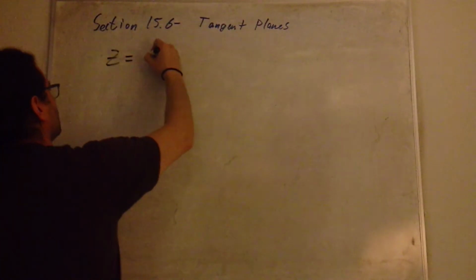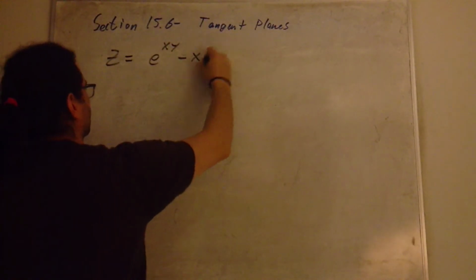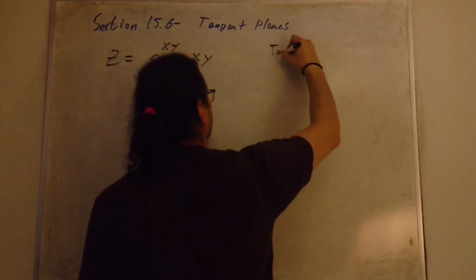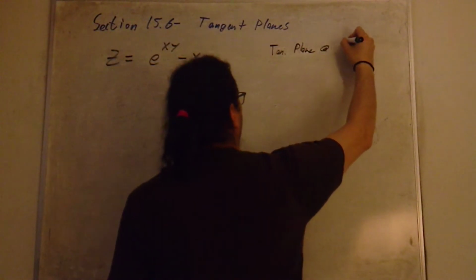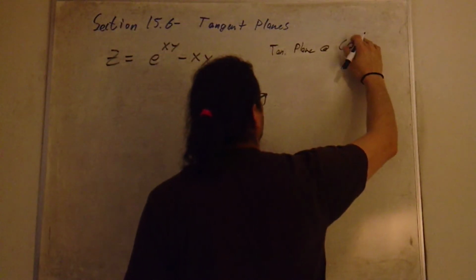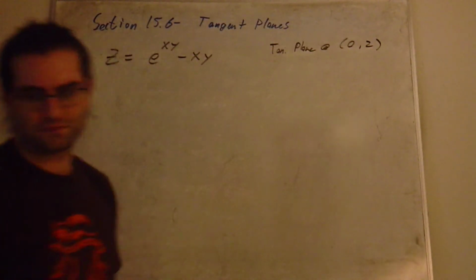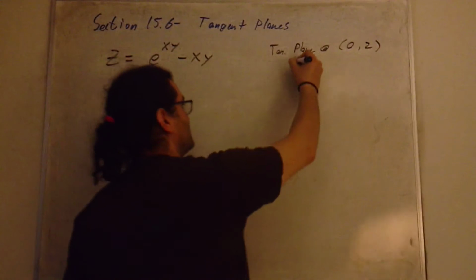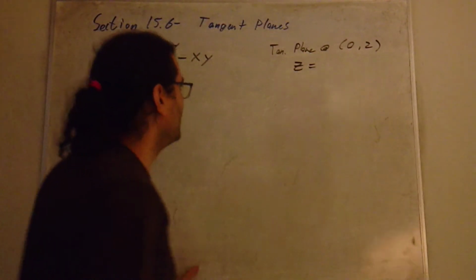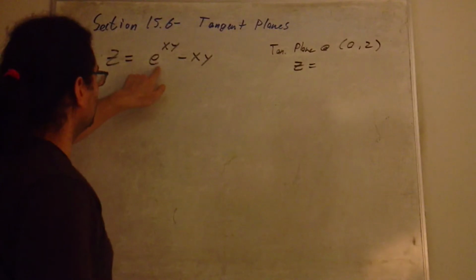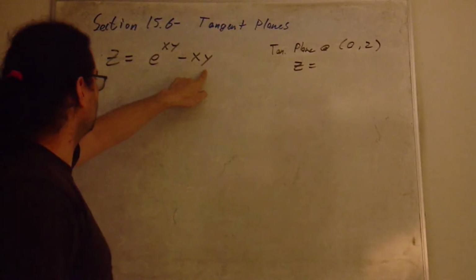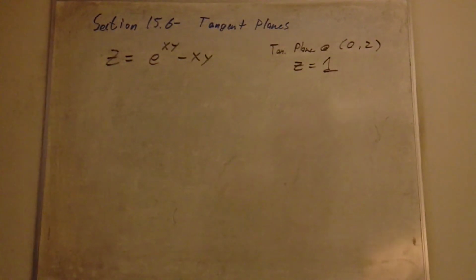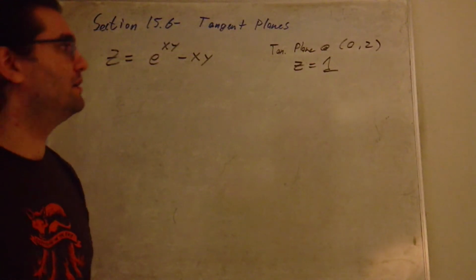z equals e to the xy minus xy. I want the tangent plane at 0, 2. So, first thing I need to do, I need a z value. If you plug in 0, 2 into this, you should get e to the 0 minus 0, which should just be 1. So, I have my z value.